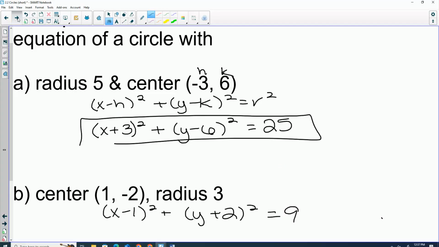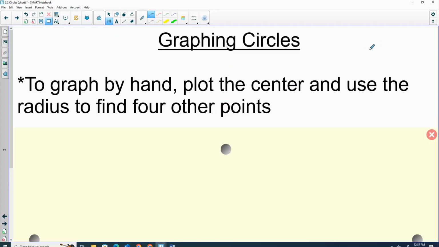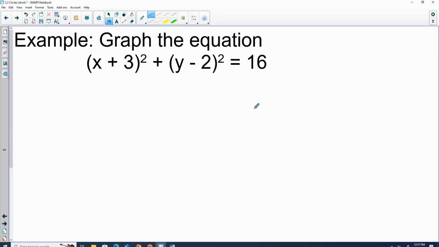For graphing them, to do it by hand, we just start at the center and then count our radius out every direction. On a graphing calculator, it has to be written in function form, so you'd actually have to solve for your y, and in doing that, you'll get a plus and a minus, so you have to enter two different equations. Really no situation where we would have to enter it on a graphing calculator, but helpful for an ACT or something if you needed to.